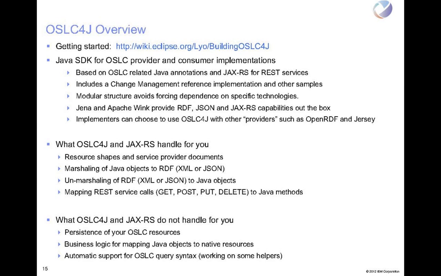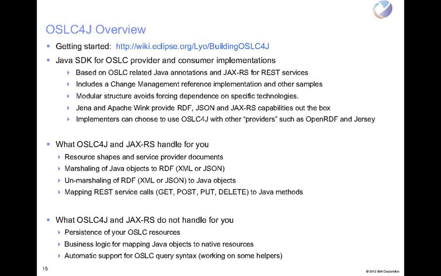The JAX-RS side of it helps you map the REST service calls, the traditional HTTP GET, POST, PUT, DELETE that OSLC uses, to Java methods. So you provide Java methods that you want invoked when someone tries to get your OSLC resource and annotate them with the correct JAX-RS annotations, and OSLC for J will help those methods get invoked when the REST calls come in.